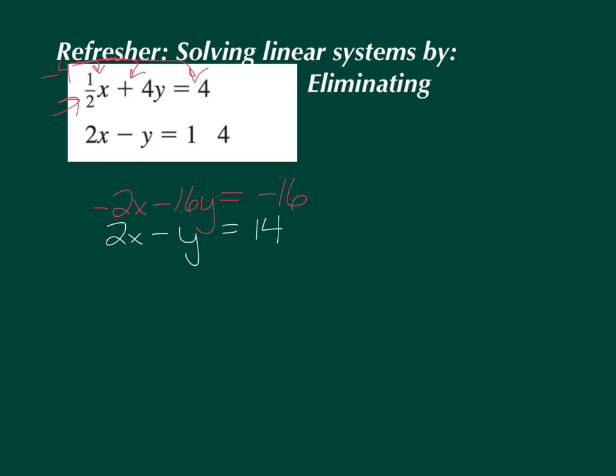Now, if we look at this, when we go to combine these things, my signs are already different for my x's, so I can just add. -2 plus 2 goes away. 16y and y have the same sign, so we're going to add them up and keep that negative sign and get -17y equals -16 plus 14, which gives me 2.